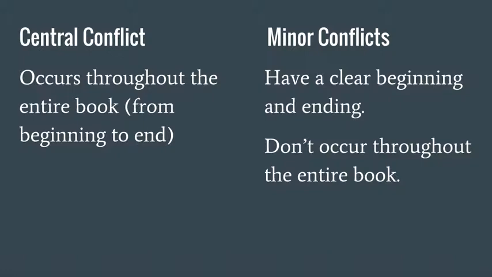You'll see them start and end. And they're not going to occur throughout your whole book. However, you should start to notice that there's going to be a central conflict, a conflict that's going on throughout your entire book. So as you're charting those, just be aware and try to start to figure out which ones are central conflicts and which ones are minor conflicts.